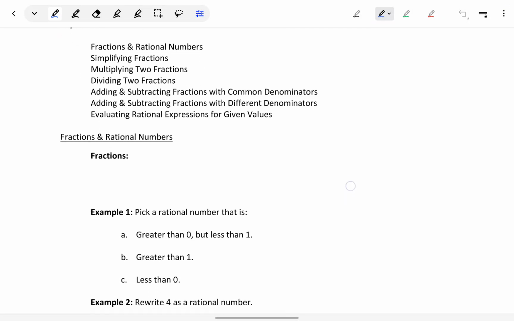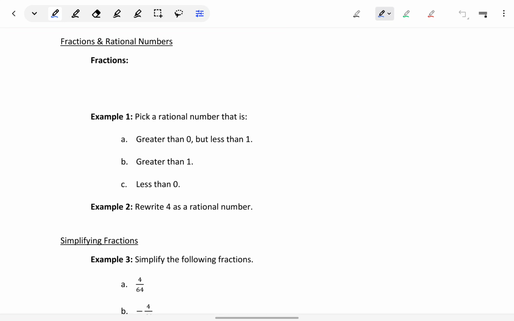Now we want to move on to talking about fractions and rational numbers. A fraction is an expression a over b, where a is referred to as the numerator of that fraction, and b is referred to as the denominator. Any number that can be written in this form, a over b, where a and b are numbers, can also be referred to as a rational number.